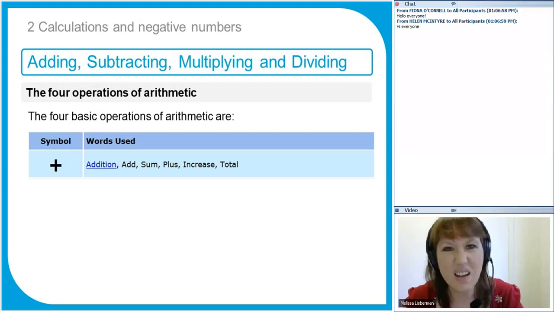Anyone got any other ideas or words that you might see for add? Feel free to suggest them in the chat box. So yeah, look out for that kind of language in problems.